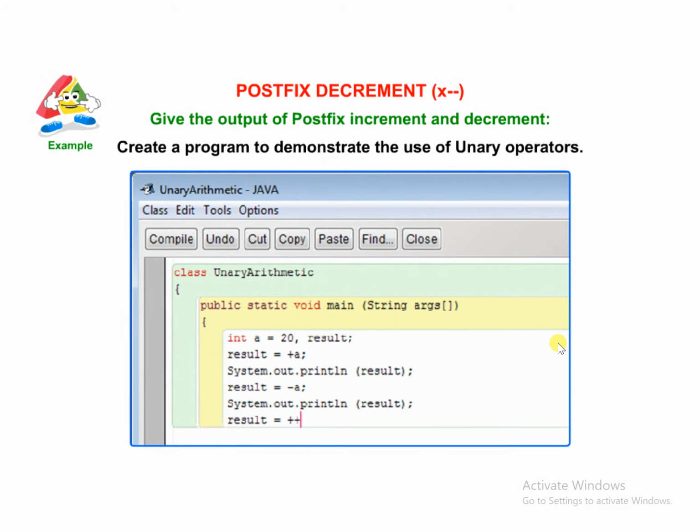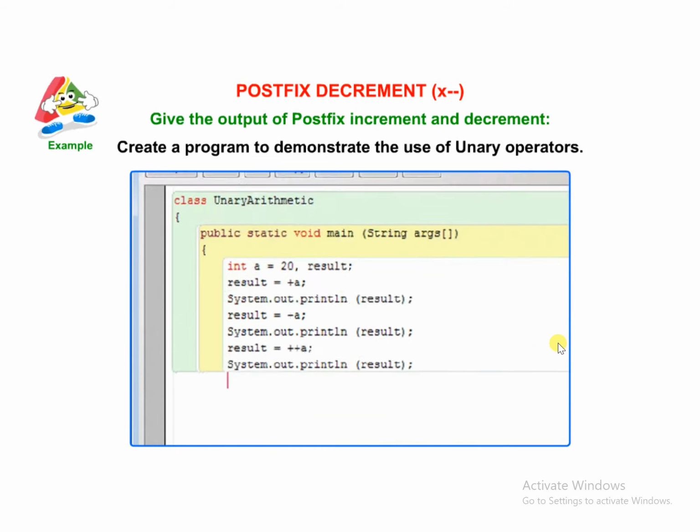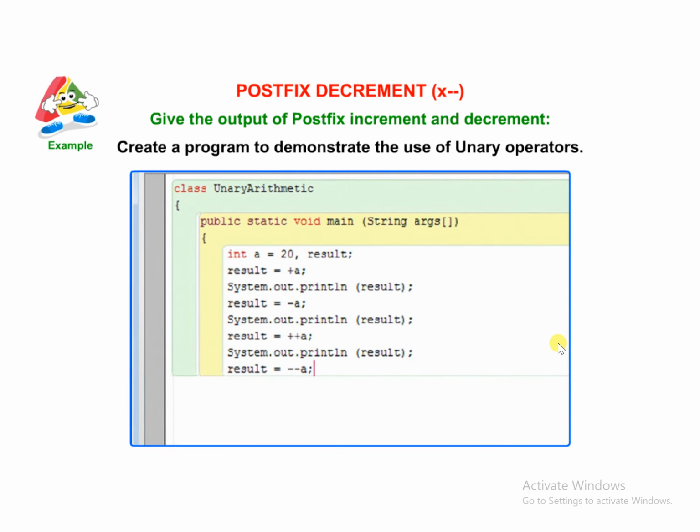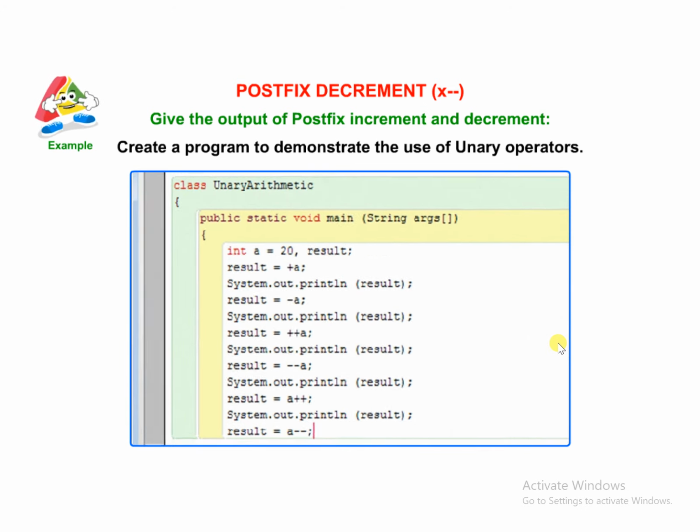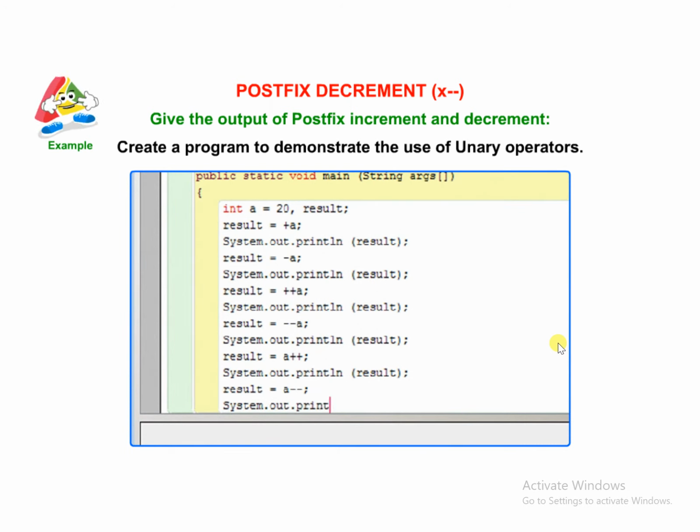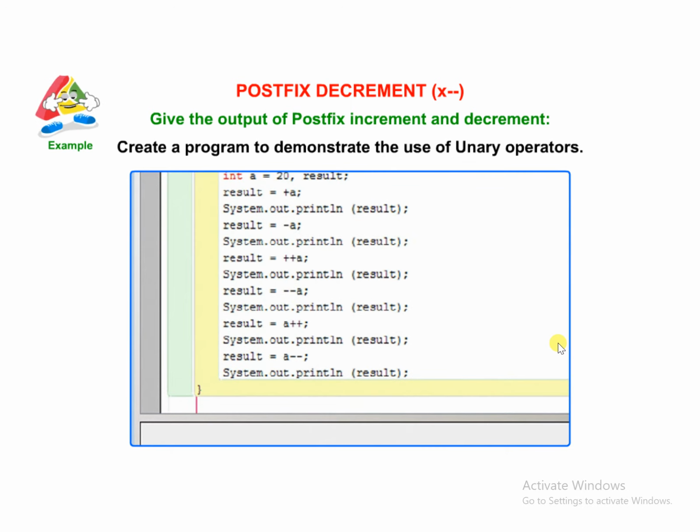result = ++a; System.out.println(result); result is now 21. result = --a; System.out.println(result); result is now 20. result = a++; System.out.println(result); result is now 20. result = a--; System.out.println(result); result is now 21. Curly braces close, curly braces close.